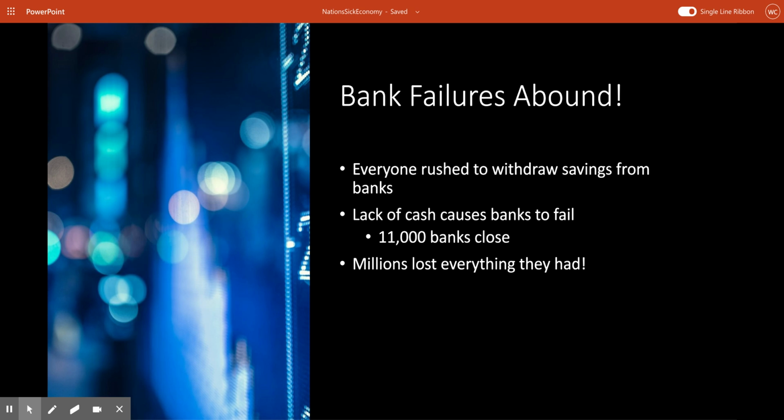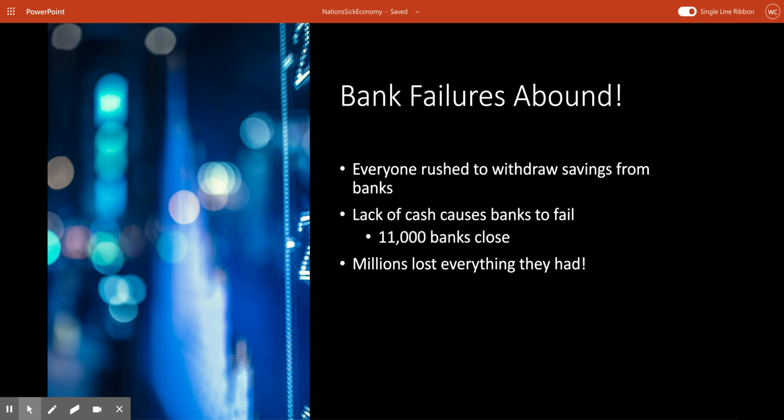They felt that was safer than sitting in a bank, because they figured the bank might possibly be connected to the stock market. This caused a lack of cash in banks because everyone was going out and withdrawing all of it. And this starts to cause banks to fail. Over a period of about 1.5 to 2 years, around 11,000 banks closed in the United States.